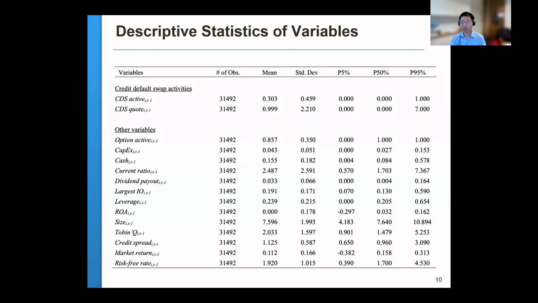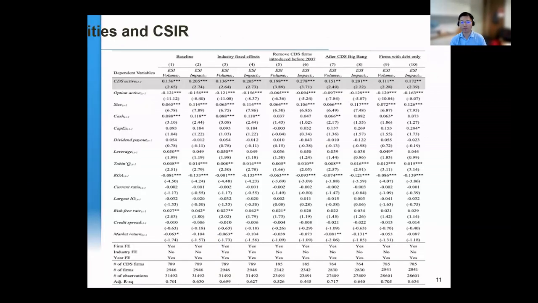Here are the summary statistics for the key dependent and control variables. We control for firm characteristics, and we even control for options, because options are another financial innovation of recent decades. So this is also important. To isolate the impacts of CDS, we control for the impacts of option activity, the option trading, as well.